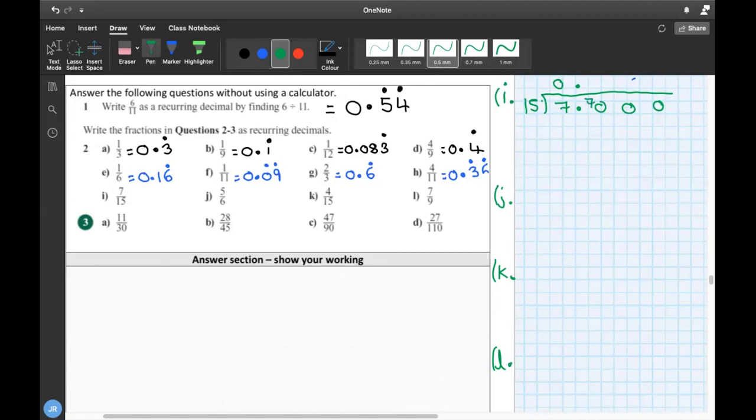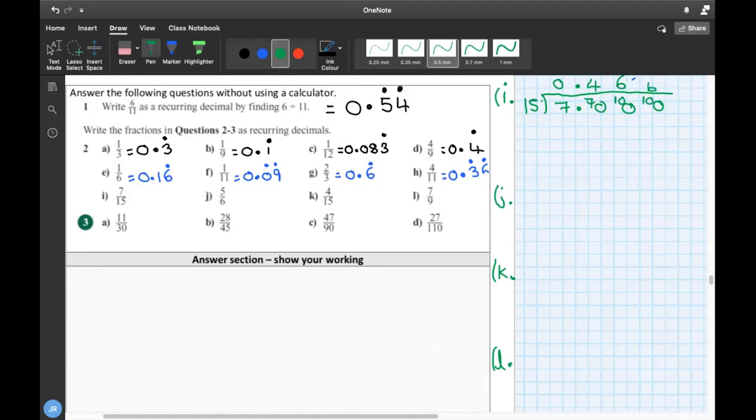How many 15s fit into 70? Well, 15 times 2, 30, then 45, 60, 75 would be too high. So 15 times 4, that got us to 60. From 60 to 70, we had a remainder of 10. We're now thinking, how many 15s go into 100? Well, 15 times 6 gets us to 90. And then we've got a remainder of 10 again.